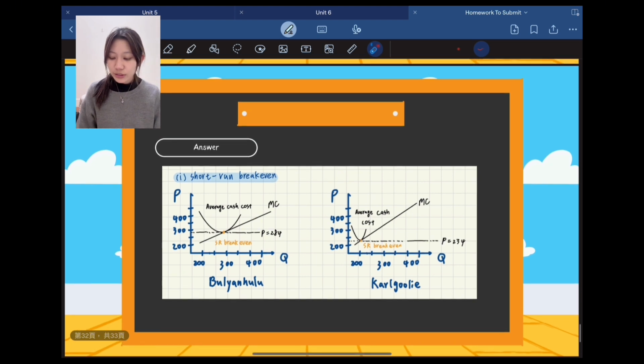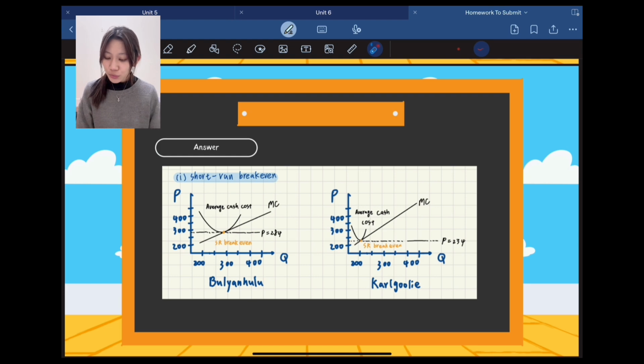Here's our answers. On the left-hand side is Bulyanhulu's graph in short-run break-even. It includes the average cash cost and marginal cost curve and the break-even. And on the right side is the short-run break-even of Kalgoorlie. It also includes the average cash cost and the marginal cost curve and the short-run break-even. The short-run break-even will be the intersection of the marginal cost curve and the average cash cost. So the break-even will be the orange point in the graph.